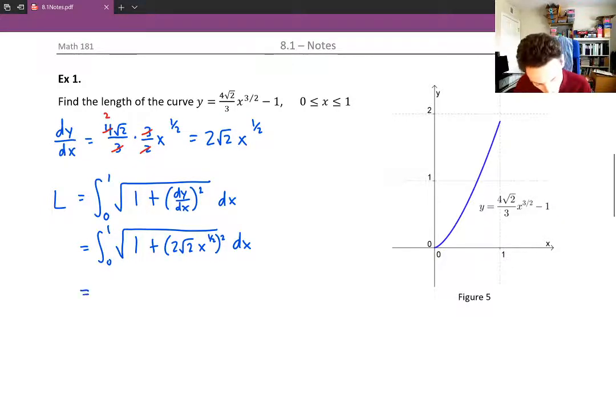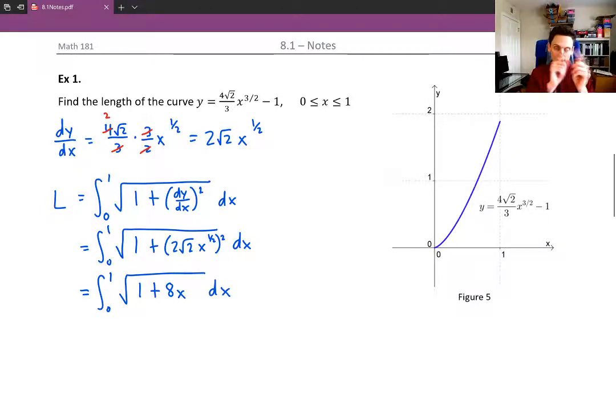And if we take that power of 2 and simplify, you end up getting the square root of 1 plus the 2 squared, which gives you 4, the root 2 squared gives you 2, 4 times 2 gives you 8, and then x to the half squared just gives you x, because the powers multiply, the half and the 2 multiply to give you a power of 1. So now we have the integral of the square root of 1 plus 8x.